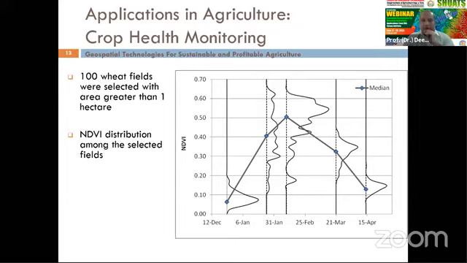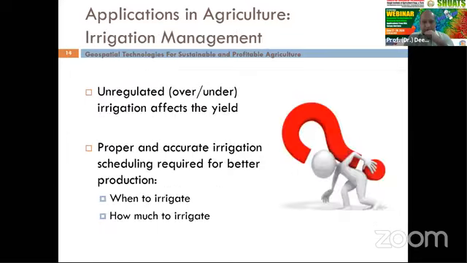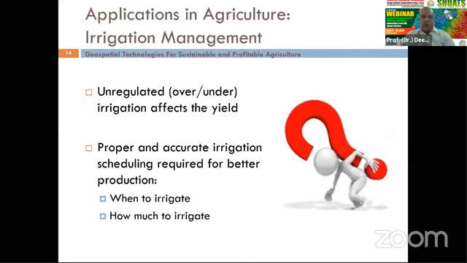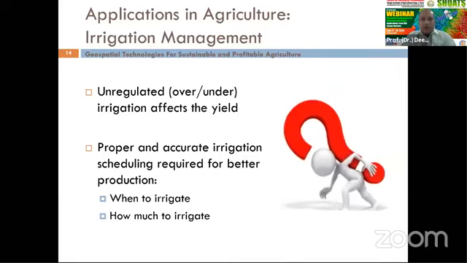So if we can figure out when they should be at full cover and what's going on, then maybe we can minimize or mitigate these low potential production issues. As is visible, we need to do something about these non-uniform fields in time. So the next agricultural management aspect is irrigation management. What and how can we do with remote sensing and GIS in irrigation management.